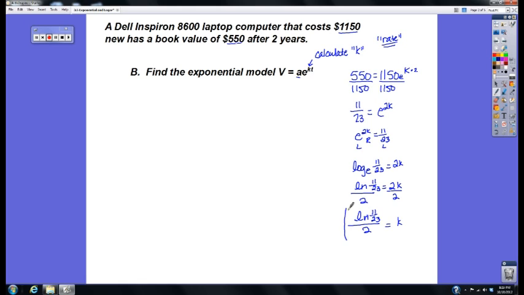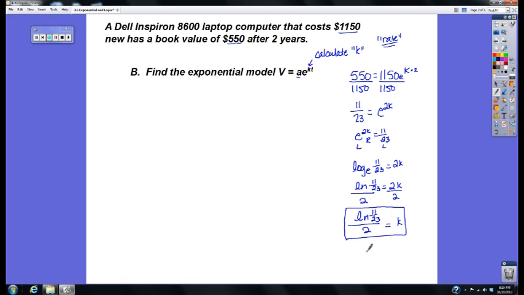Now this that we're just doing right here to find the k, get used to it. You're going to do a whole day's worth of practice solving for k. It wasn't that difficult, but you're going to have to do a lot of practice solving for k. So natural log of 11 over 23 divided by 2 equals k.